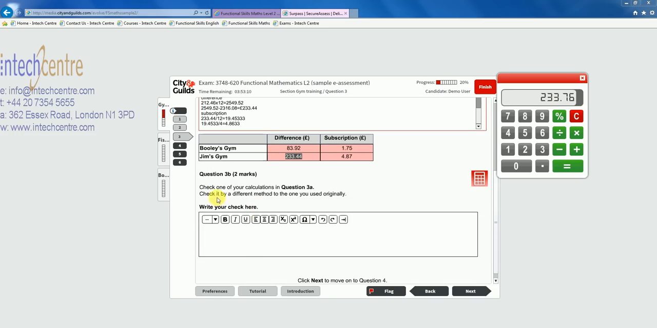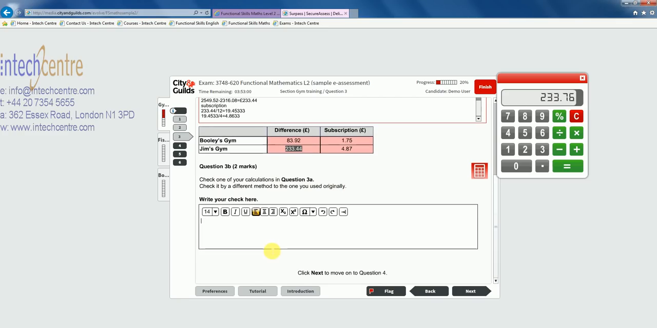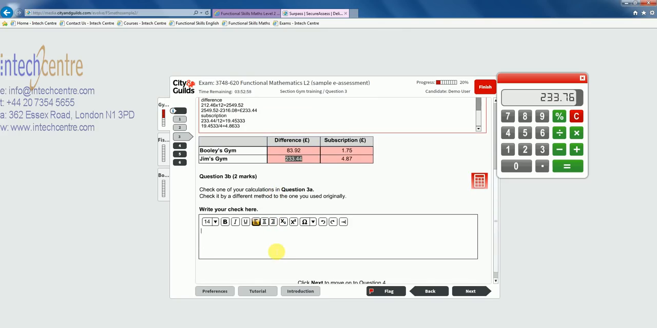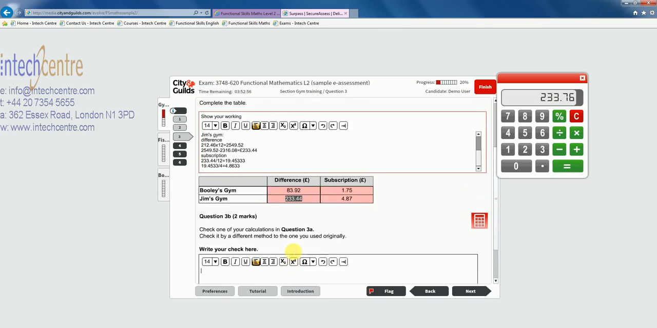So in question 3b, it's worth 2 marks. Check one of your calculations in question 3a. Check it by a different method to the one you used originally. So checking using reverse, you could use approximation, you could use reverse. It's very simple. You just check one of your calculations to ensure that it's correct.